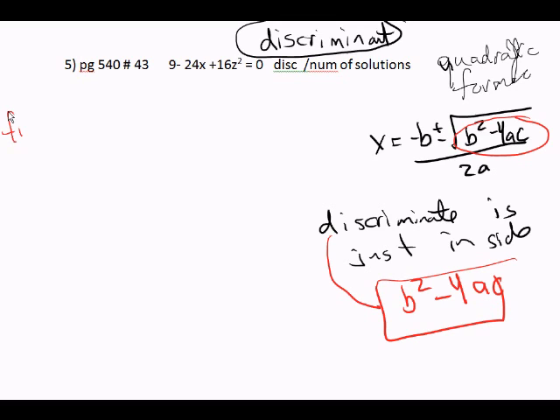Okay. So the discriminant, we want to find it. Find discriminant. So we have to find A, B, and C. A equals, B equals, and C equals. Now, can you guys tell me, and here's my equation up here, what does A equal?